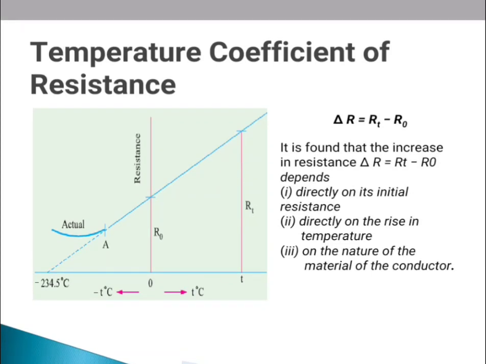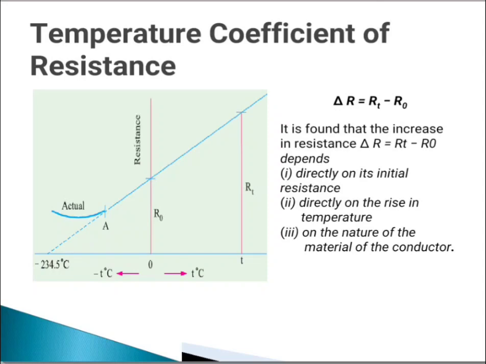Whenever the temperature increases, some change in resistance occurs, and we calculate it with the help of Rt minus R0. This value depends directly on its initial resistance, directly on the rise in temperature, as well as on the nature of the material of the conductor. According to that, the change in resistance will depend.